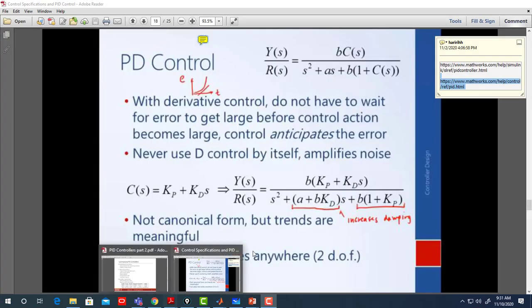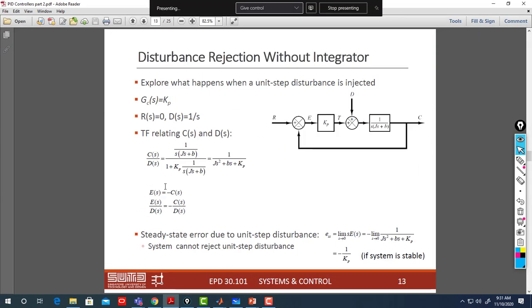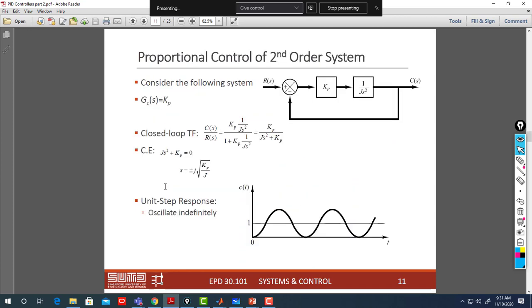So where did we end up last time? We ended up here. Now we will study the effect of proportional control on a second order system. We have this second order system, which in this case is 1 over Js squared, and we have proportional control.